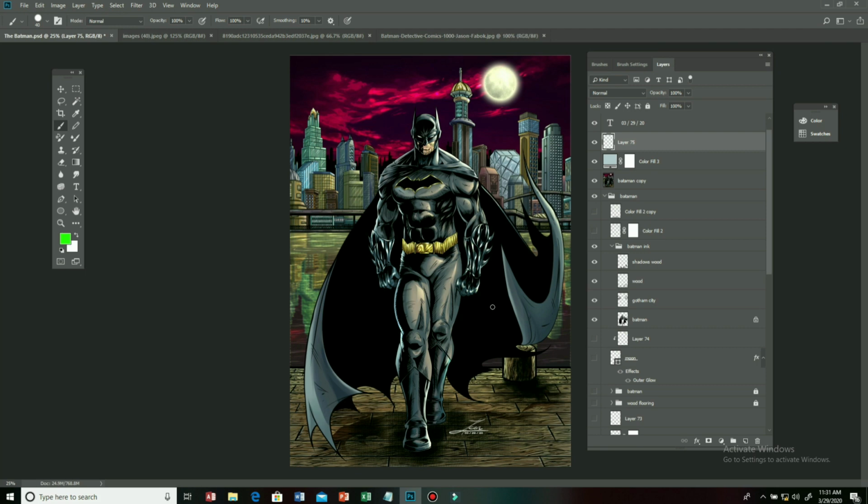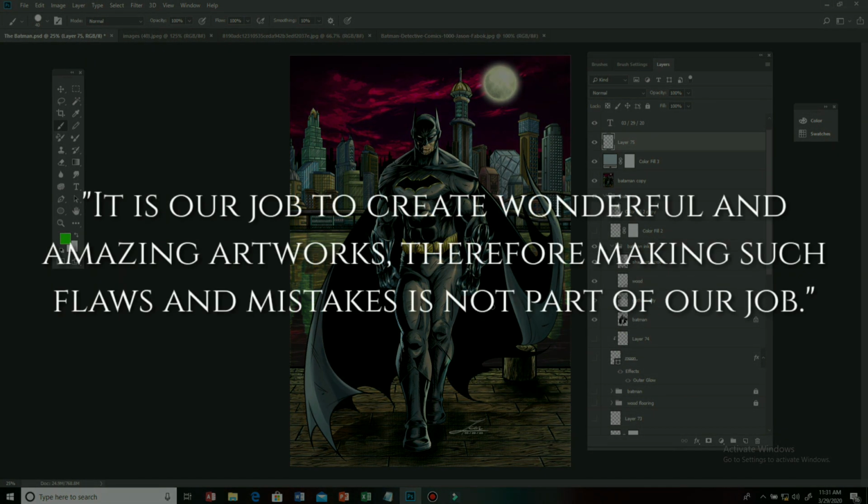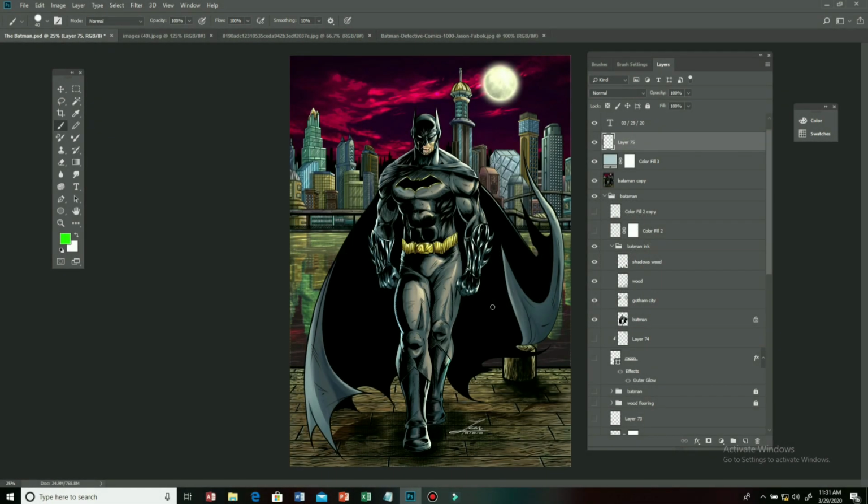Because remember this, guys, it is our job as artists to make wonderful artworks. It is our job to do the good things, but it is not our job to make such flaws in our artwork. So for us to grow as artists, we should look for the things that we are not able to do, because those things will help us grow and improve more.